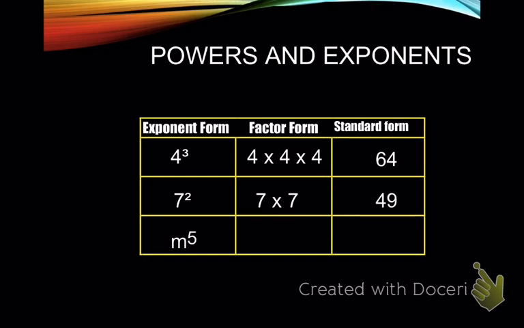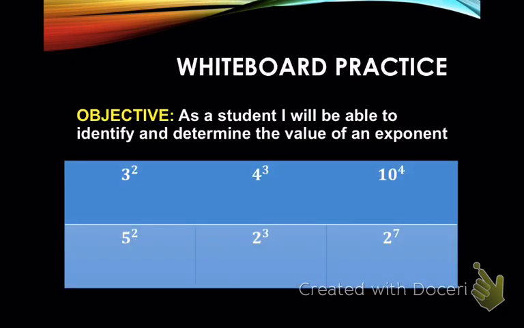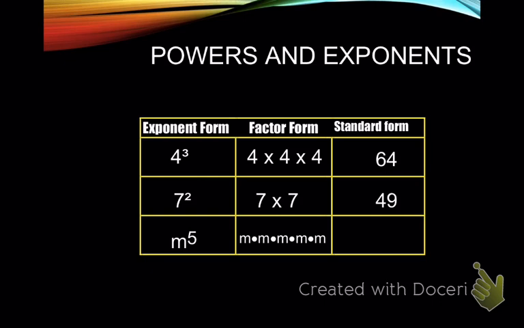Let's look at this one. We have m to the 5th, where m could be any number. So we can go ahead, what would it be in factor form? Well, m times m times m times m times m. Okay, and finally, what would it be in standard form? Well, we can't really give you an answer because we don't know what m stands for. Got it? Let's move on.